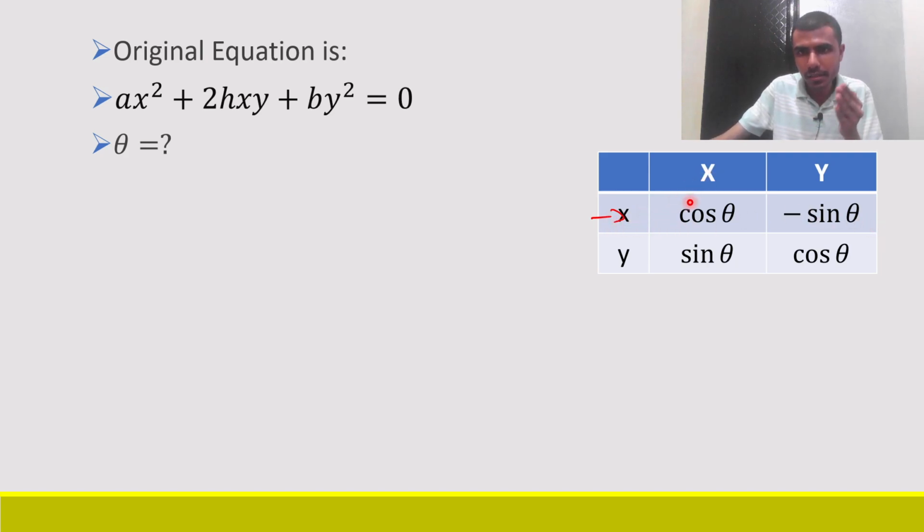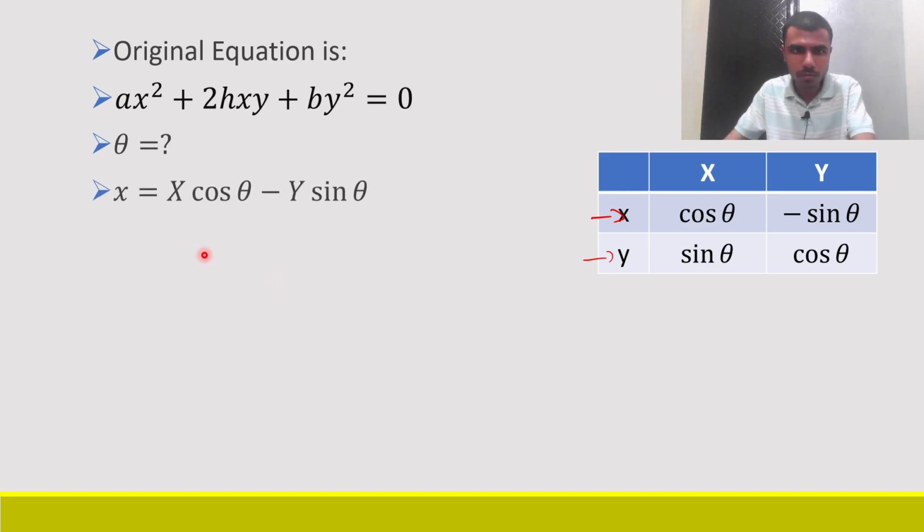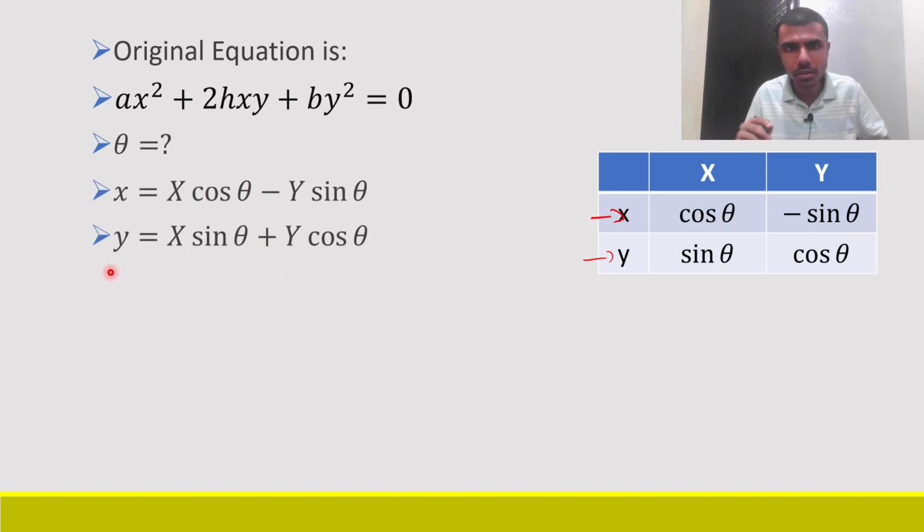So small x will be capital X cos theta plus capital Y into minus sin theta, that is X cos theta minus Y sin theta. Small y will be X sin theta plus Y cos theta. సరేనా? మళ్ళీసారి స్మాల్ ఎక్స్ వచ్చేసి x cos theta minus y sin theta అవుతుందండి. స్మాల్ y వచ్చేసి x sin theta ప్లస్ y cos theta, అంటే క్యాపిటల్ X sin theta ప్లస్ క్యాపిటల్ Y cos theta.